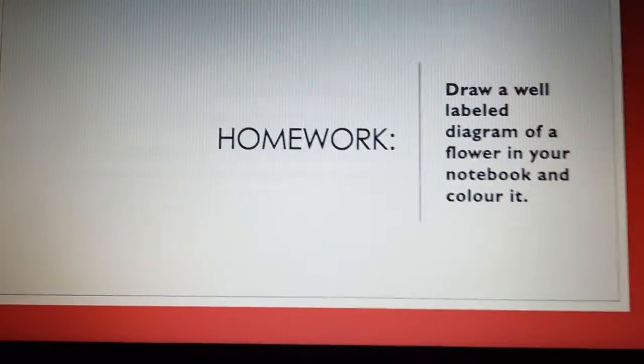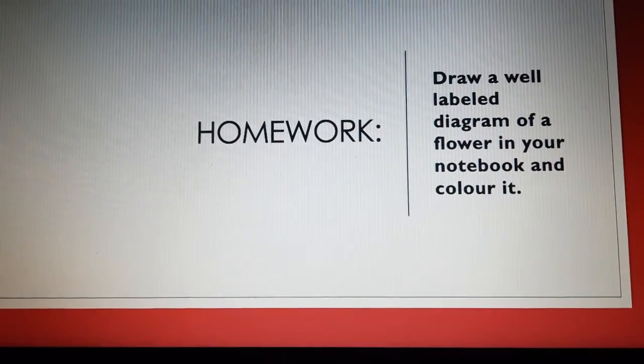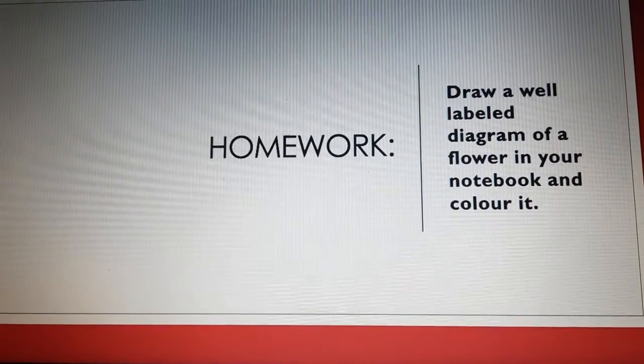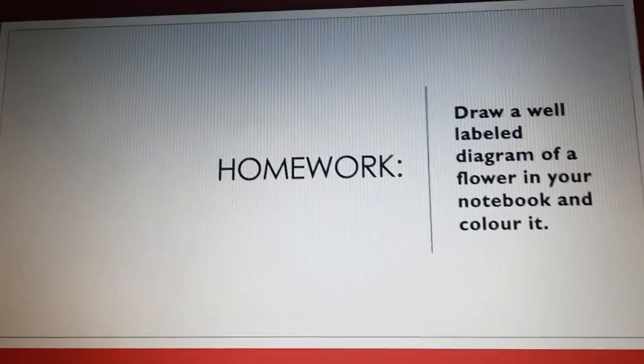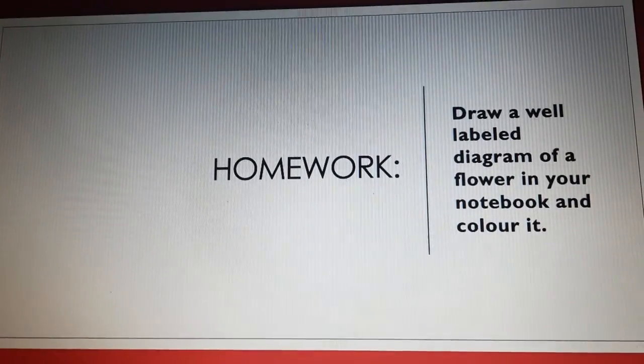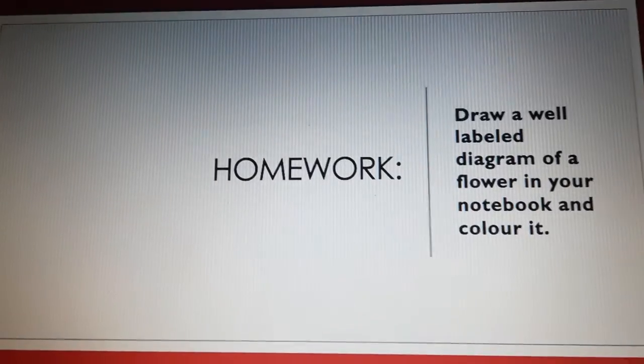So children, I hope you understood the anatomy, the structure of a flower. Now your work is to draw a well labeled diagram of a flower in your notebook and color it. Also children, if you get to see a hibiscus flower, just observe it and try to find these parts by yourselves.